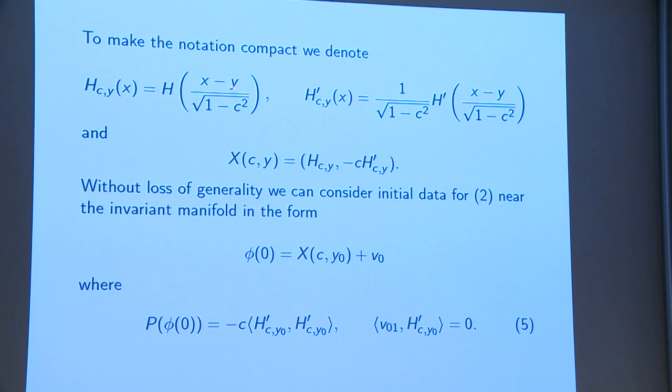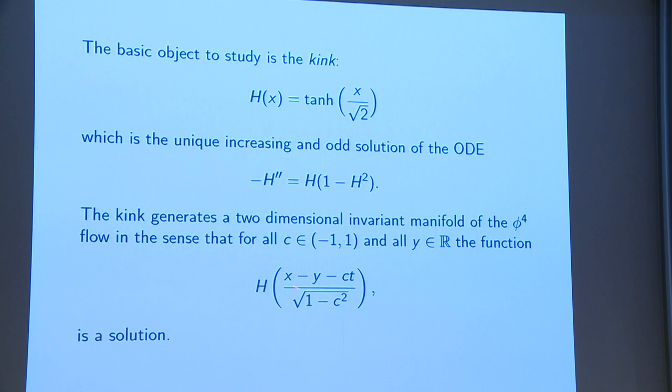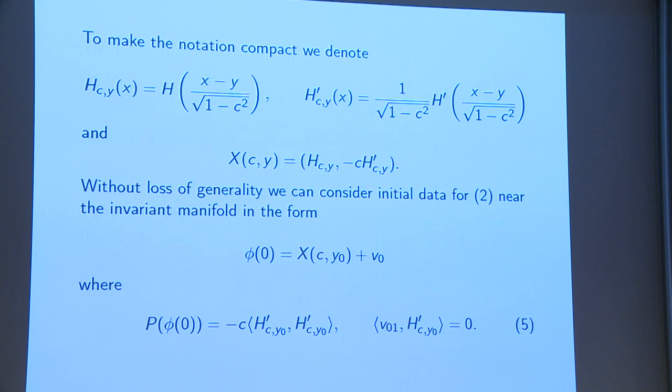So the first thing that I will describe a little bit is orbital stability. Just to make the notation somehow compact, and to avoid too many letters, I will denote the kink, suitably translated and rescaled, and its derivative. So you can think of H and H prime as initial data associated to this solution, simply initial position and velocity.